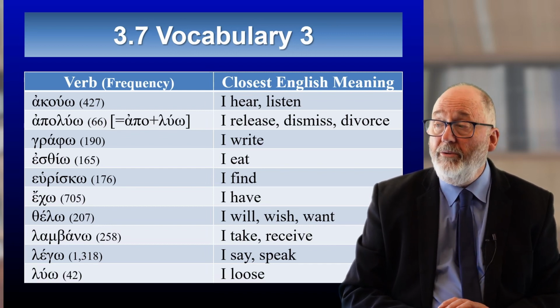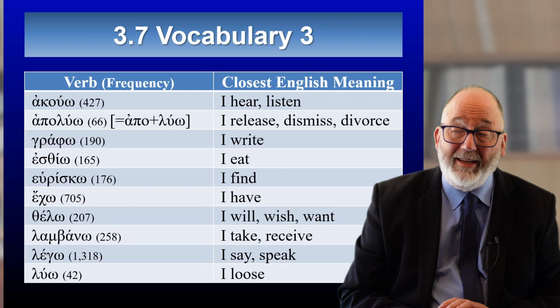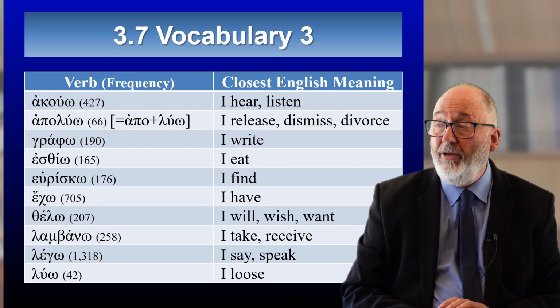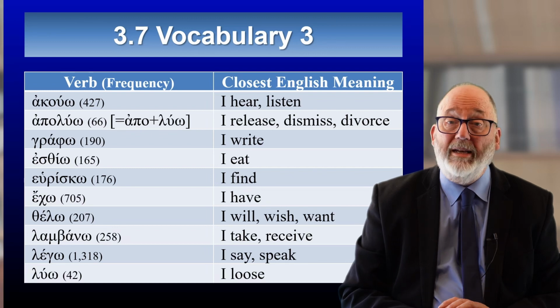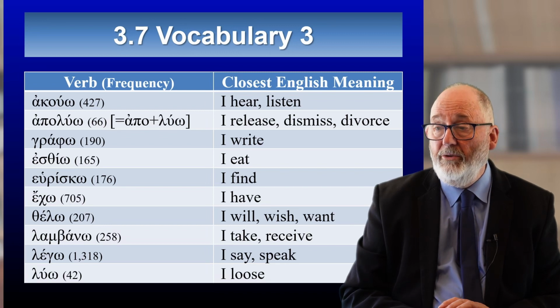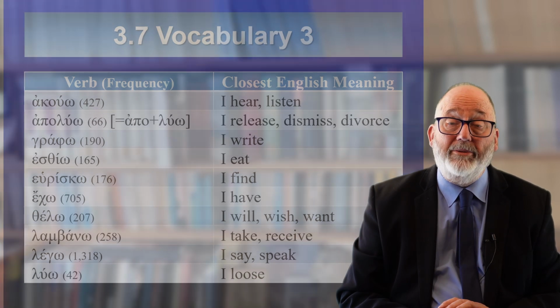So akuo means I hear or I listen. Sometimes there is more than one meaning, like in apoluo: I release, I dismiss, I divorce. And at other times, a Greek word can correspond quite closely to an English word, such as grapho, I write, and esthio, I eat. I've got some tips later on about how to learn vocabulary.